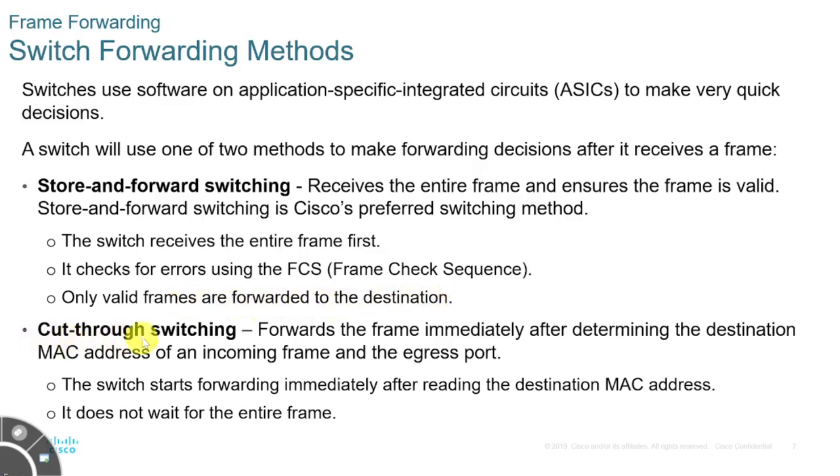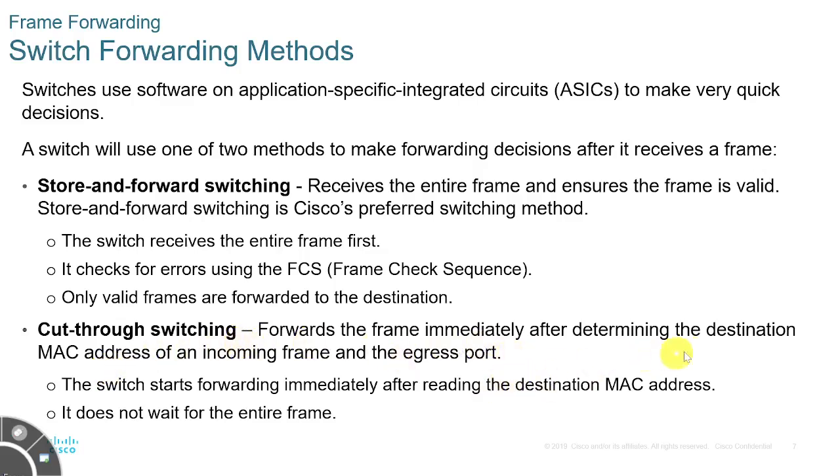However, cut-through switching only reads a part of this frame. It only reads the destination address, and it doesn't check for errors or these things. It forwards the frame immediately after determining the destination MAC. What's important in this method is to only know the destination address. If it knows the destination address, it forwards the frame immediately.